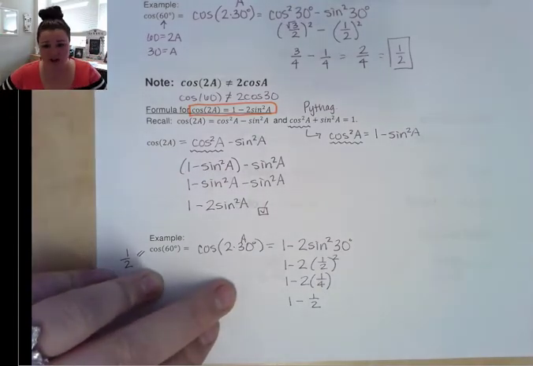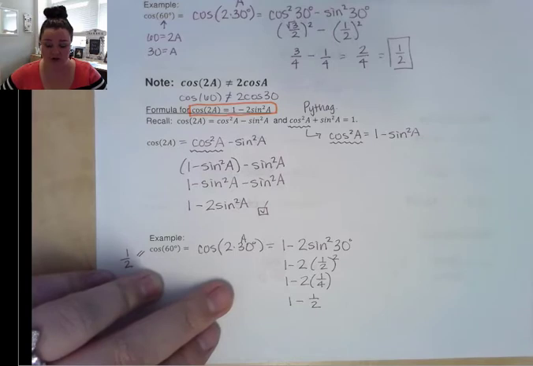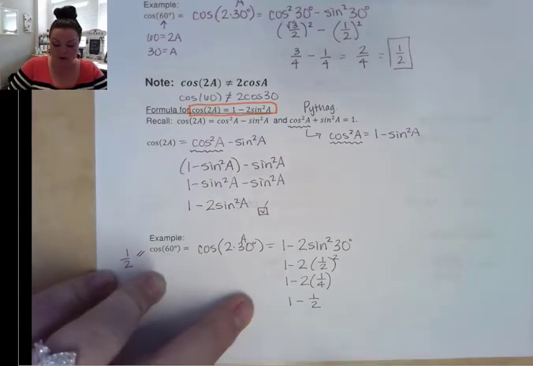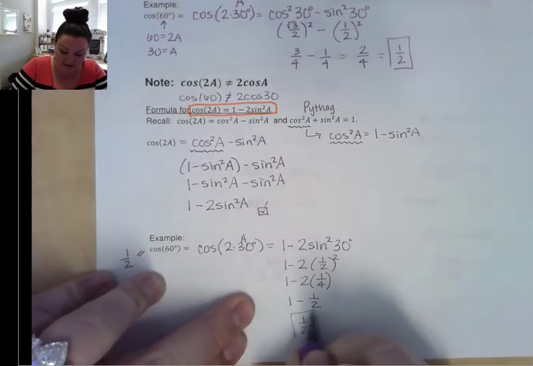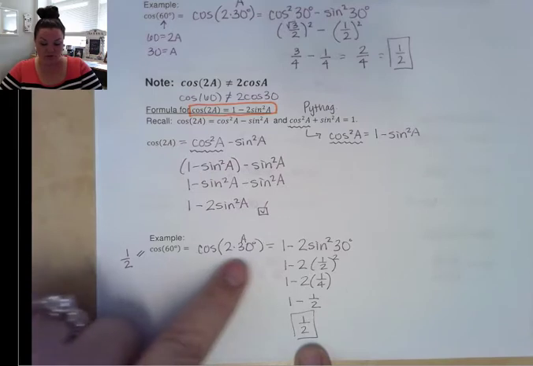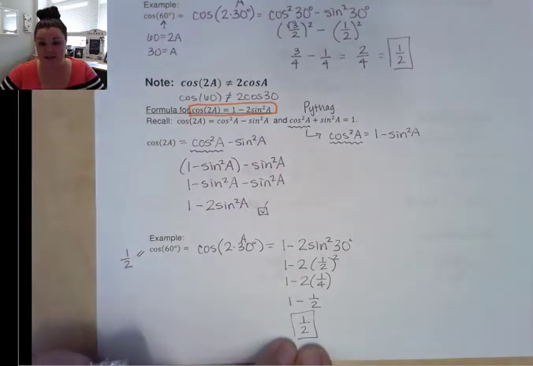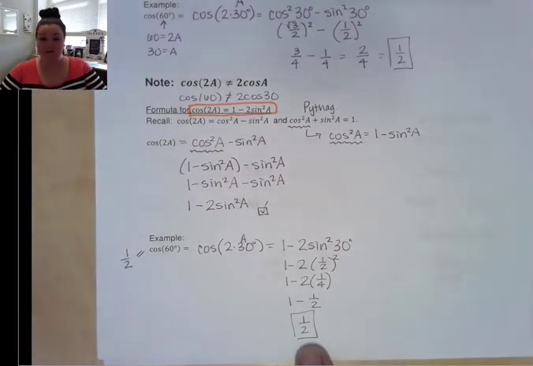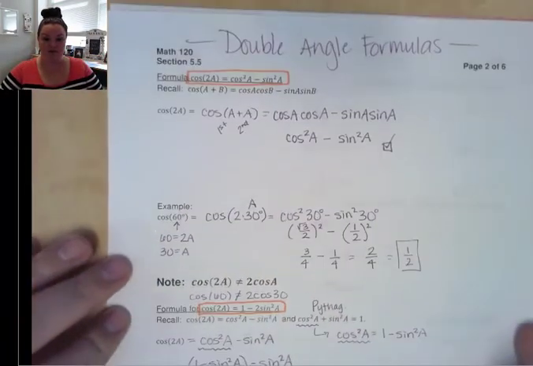If you're not good with fractions, you can always use the fraction button on your calculator. And then 1 minus 1/2 is, in fact, 1/2. Good. So we just verified that we know cosine of 60, even when we put it through our new formula, does give us the correct value of 1/2. Okay. All right. So now we have two formulas so far for cosine of 2a.